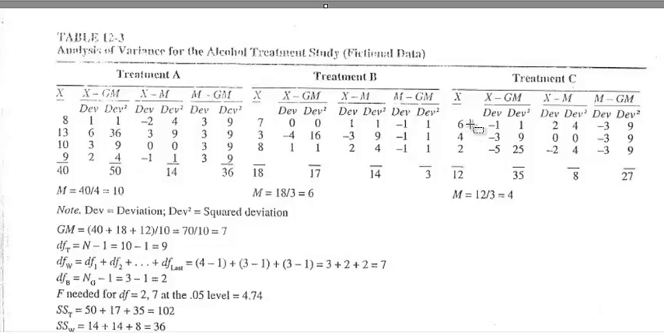So we take 6 minus 7 gives us -1. 4 minus 7 gives us -3. 2 minus 7 gives us -5. And once again, we square all of those deviations. So we end up with -1 squared is 1, -3 squared is 9, -5 squared is 25. These are the squared deviations between the observed score and the grand mean.